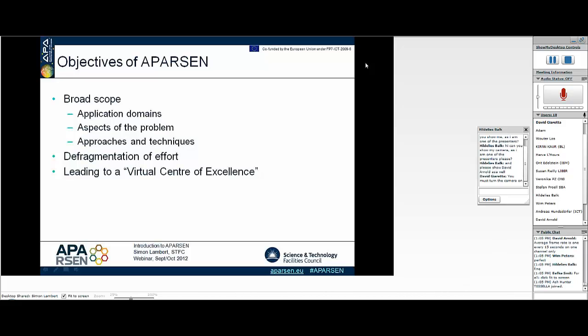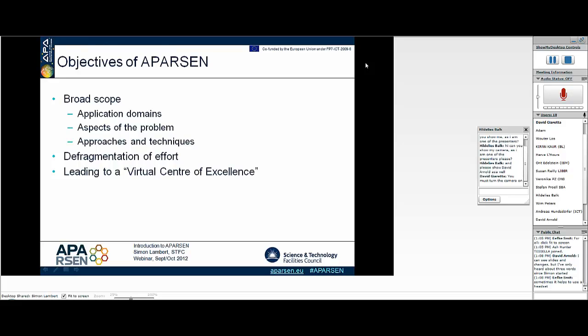What are we trying to do? Well, we're taking a very broad view of digital preservation in terms of application domains, including archives and libraries, scientific data, and other varieties of digital materials, aspects of the problem and approaches and techniques. Not only technical solutions, but also we're doing, for example, cost modelling and looking at digital rights. So we're trying to cover the whole space of digital preservation, really, with a view to defragmenting the admittedly large amount of research that's been going on already.